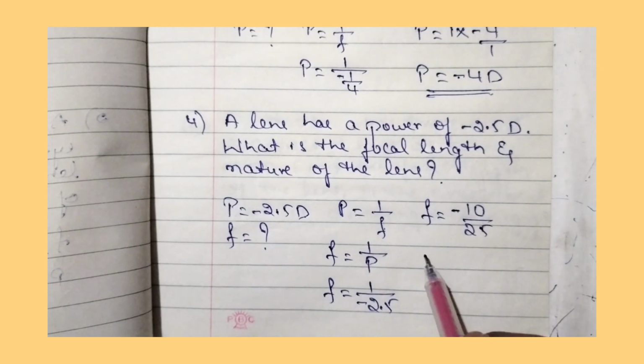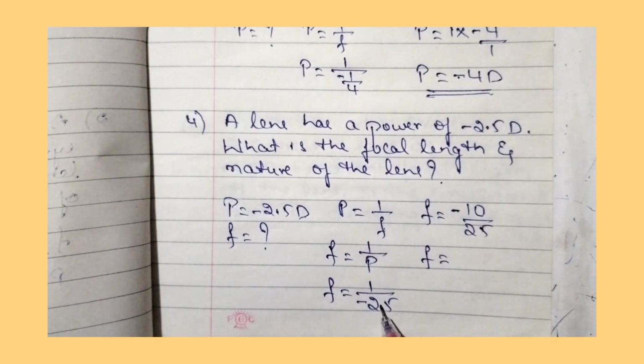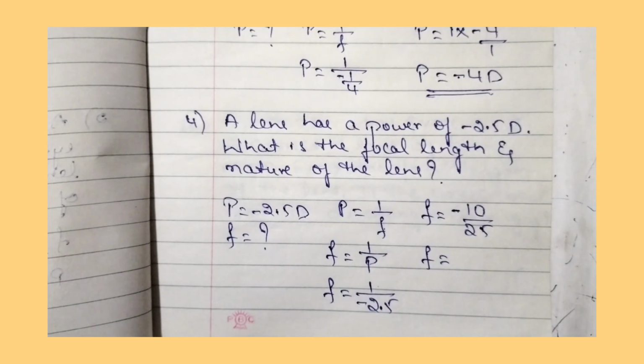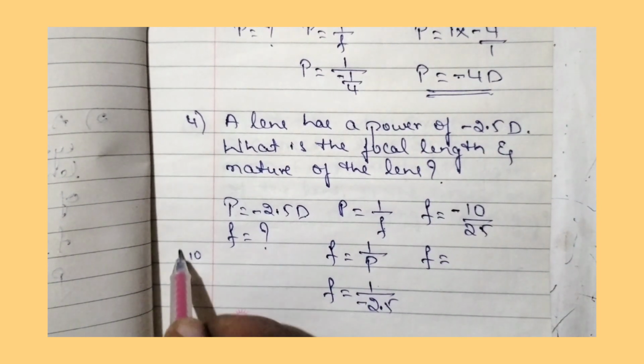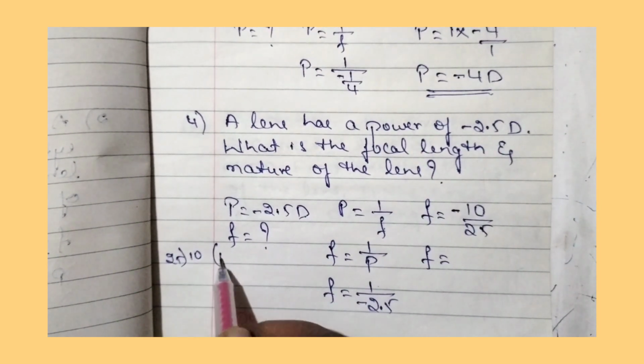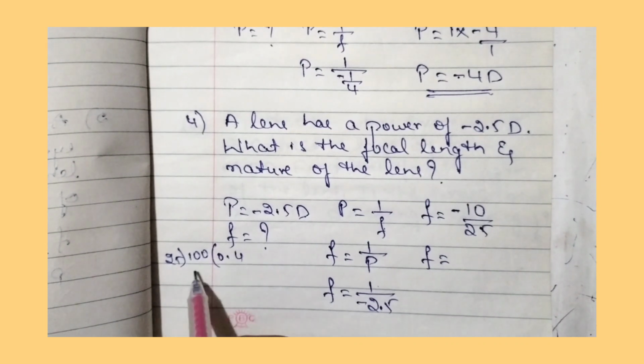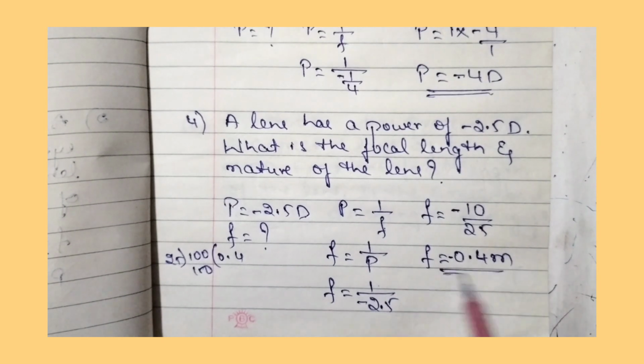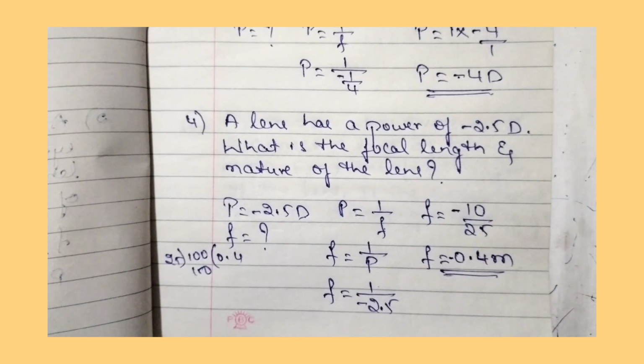Minus 10 by 25. So F is equal to, because you remove the point here and you put 10, it will become 10 by 25. Now if I divide 10 by 25, it will become 0.4, because 25 fours are 100. So focal length is equal to minus 0.4 meter. Therefore, the focal length is minus 0.4 meter.